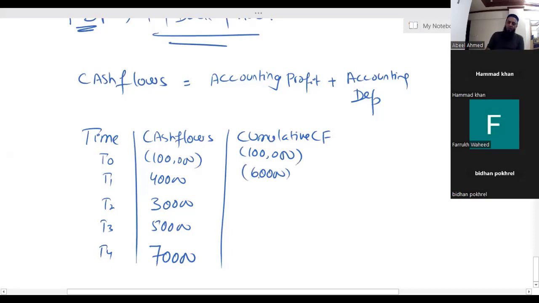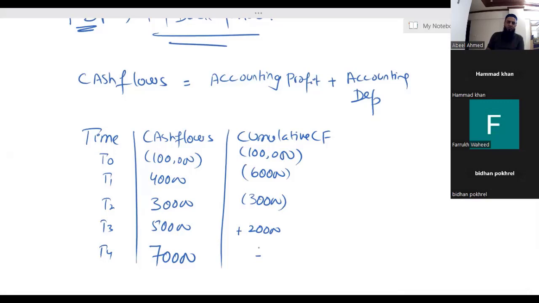In the second year, I recovered 30. So how much is still left? 30. In T3, we recovered 50 and we just needed 30 to recover our initial investment. It means in T3, you will be having a positive cash flow of 20,000. As soon as you are going to get a positive cash flow, it means you have reached the payback period.